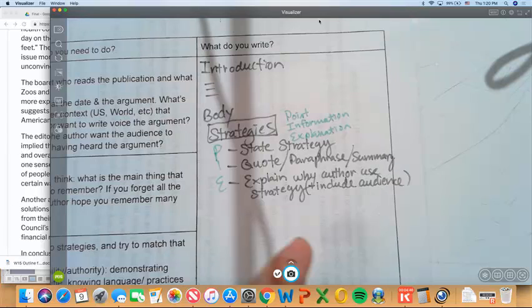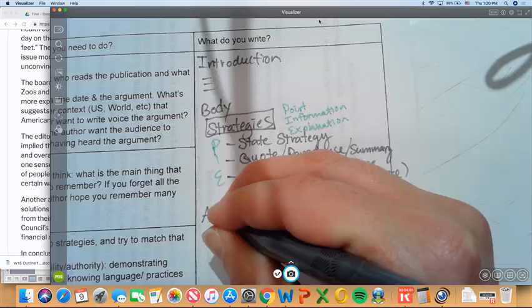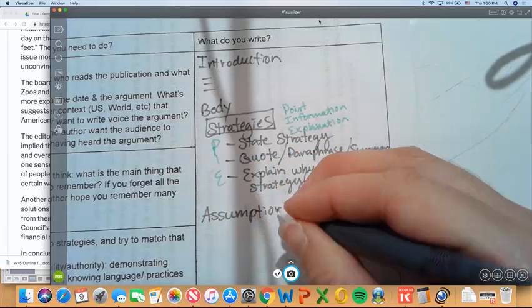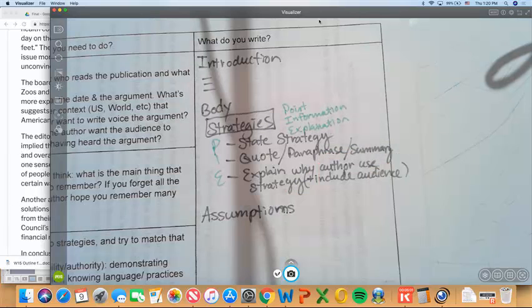All right, so we've got strategies. Next, we have everyone's favorite, assumptions. Have you guys heard the saying, assume makes an ass of you and me? You don't have the e here, but ass of you and me. So don't assume.